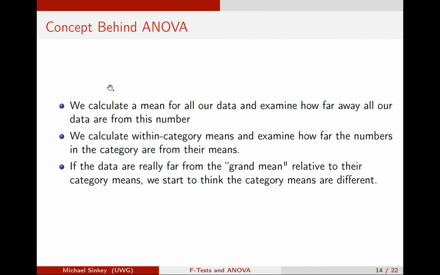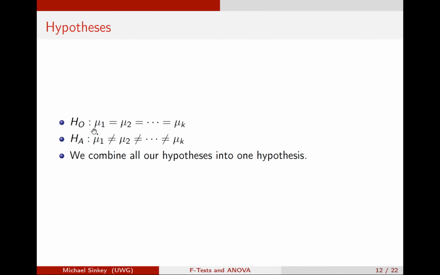So we sample all times from all of these different routes to Atlanta, and we measure how far away they are from that number. And then we calculate within category means and examine how far the numbers in the category are from their means. And what this means is that I'll actually calculate an estimate for the mean of group 1, the mean of group 2, the mean of group 3, etc. And those are going to be category means. And then I'm going to measure how far observations are from the category mean.